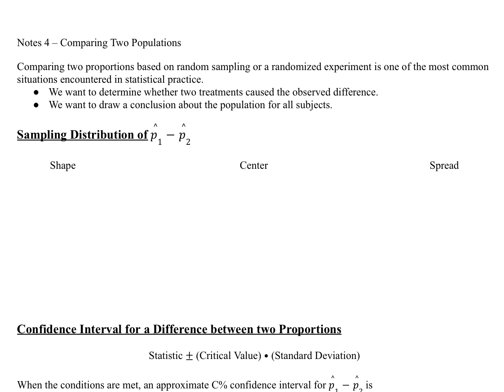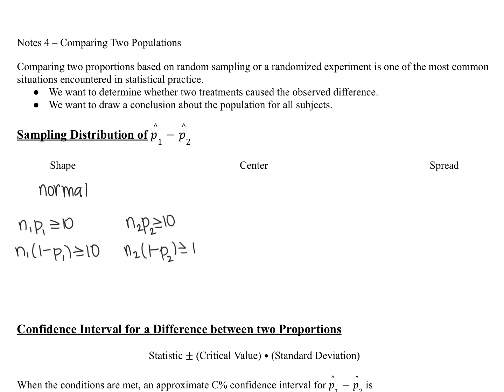So first thing I want to do is review the conditions when we were doing a sampling distribution P1 hat minus P2 hat. So for this shape, the shape was normal as long as N1 times P1 was greater than or equal to 10, N1 times 1 minus P1 was greater than or equal to 10. Then we did the same thing for N2. So N2 P2 was greater than or equal to 10, and N2 times 1 minus P2 was greater than or equal to 10.